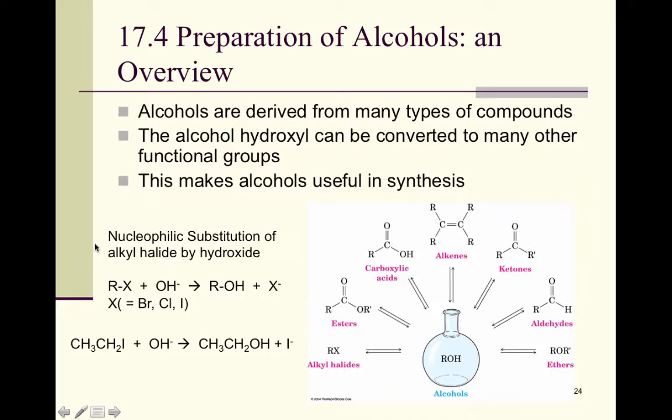Off to the left-hand side here, I have the nucleophilic substitution of an alkyl halide by hydroxide. We have an alkyl halide here. We're going to react it with something that has an OH group, and we can form our alcohol. In this case, the X could be bromine, chlorine, or iodine. And I have the general reaction here. I went ahead and put an R group in here using iodine, and you can see this is a substitution reaction where the iodine is being substituted for an OH. This reaction here is taking an alkyl halide and reacting it to form an alcohol.